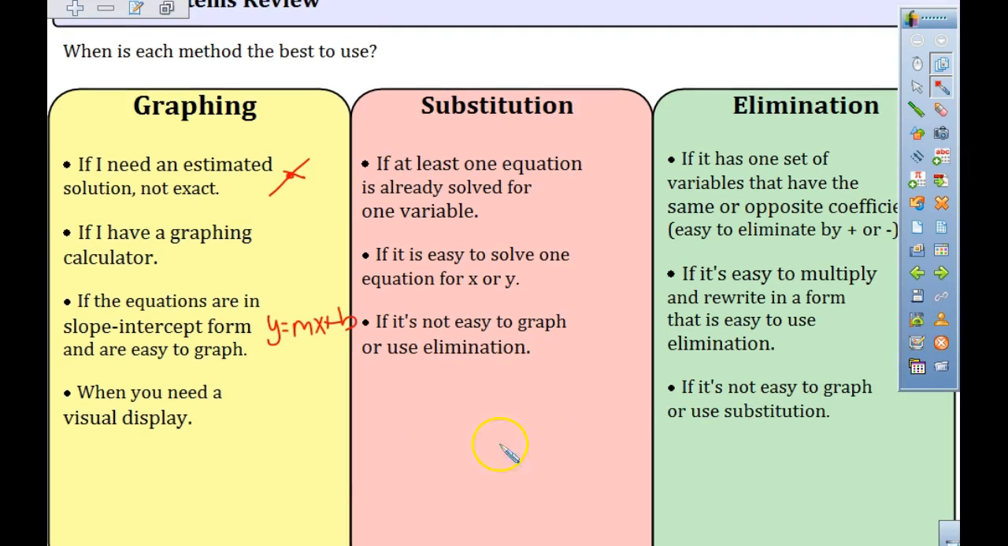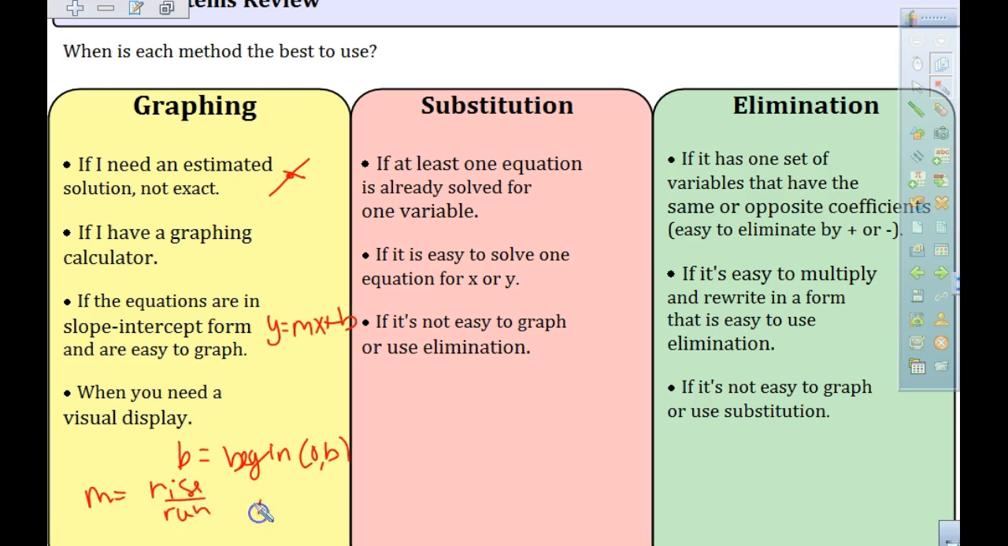When we are looking at y equals mx plus b, b is our beginning. That was the point (0, b). When we take a look at the slope, the m, that's our rise over the run. And again, if it's positive, your line goes up, and when it's negative, your line goes down.